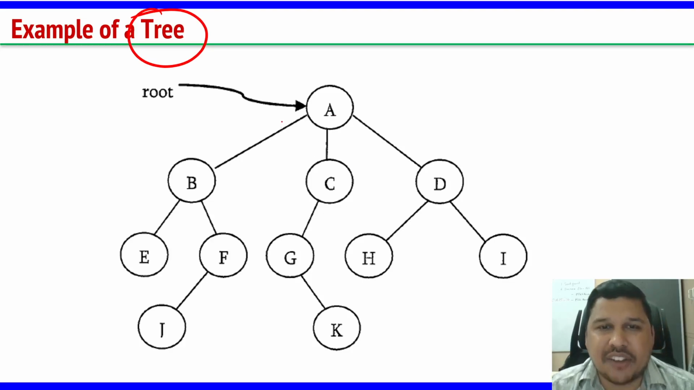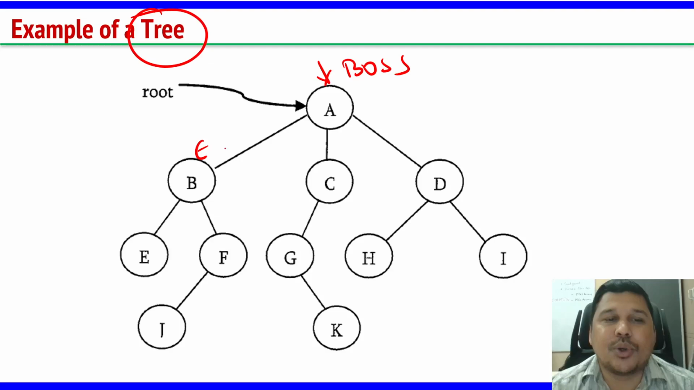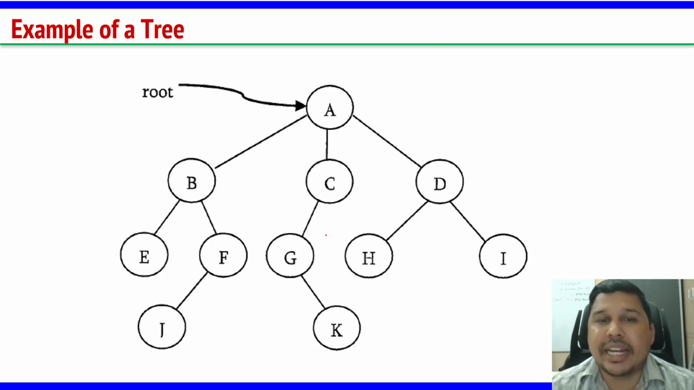Here, it is self-explanatory. If you see, A looks like the boss. Under him, there are three executive officers. Under each of them, there are team members. So this is a tree structure. It looks something like this.